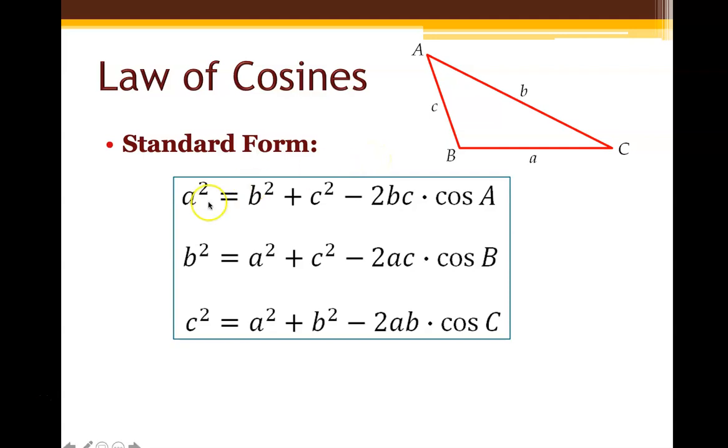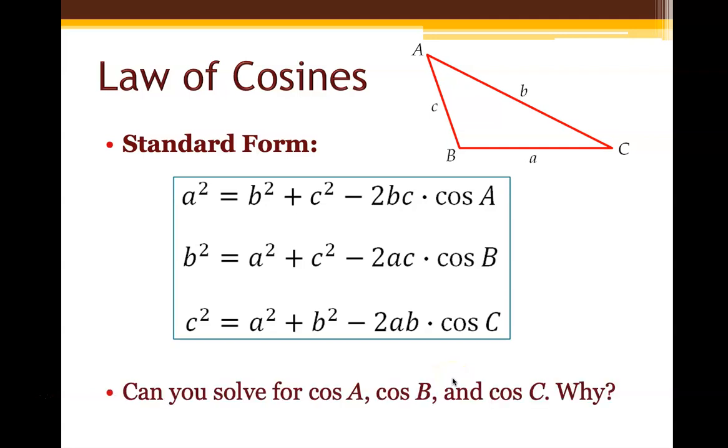Now, as far as memorizing these formulas, it's really quite easy. You'll notice how if it starts with side A squared here, it ends with cosine A. B squared begins with, ends with cosine B. Starts with C squared, ends with cosine of C. And all the other stuff in the middle are the other sides that are not A, that aren't B, and in this case are not C. So this is designed to find side lengths.